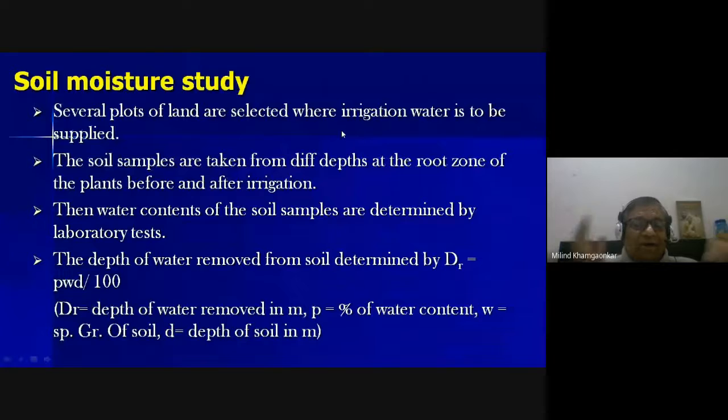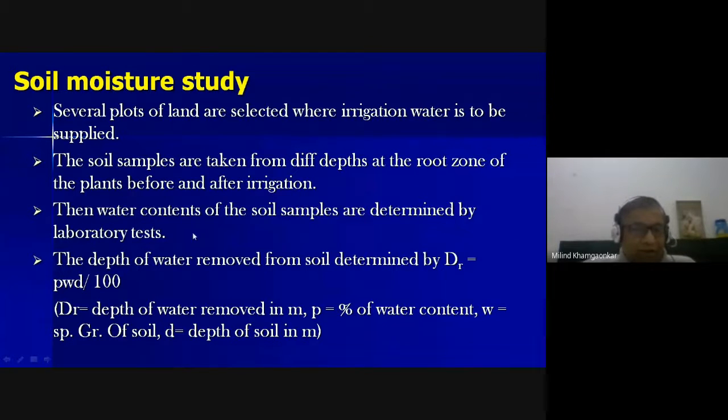So the moisture content of the soil is measured after it is wetted, then the plants are sown or rooted there, and then for some 10 days, 15 days, 1 month, 2 months, 3 months, from sowing to harvesting, or till the plant dies. From time to time the moisture contents are found again by the method I have told you, and from that we can find out how much water is lost by evaporation and transpiration through the soil. So this is a simple soil moisture content study.